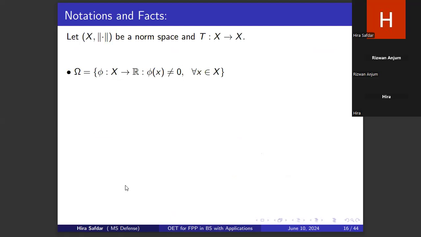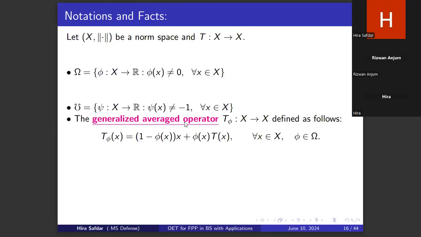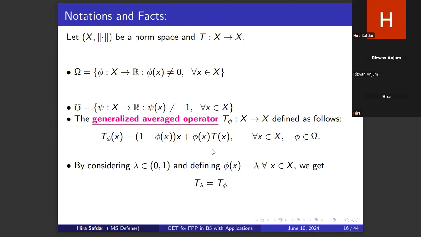Let us start with notation and facts. In a normed space and a mapping T from X to X, let Ω denote the set of phi from X to R, where phi of x is not equal to 0, and let ω denote the set of psi from X to R, where psi of x is not equal to -1. The generalized average operator is denoted as T phi and defined as follows.